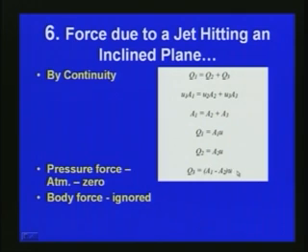So, Q3 is equal to (A1 minus A2) into U. The pressure force, since it is atmospheric, is considered 0, and finally we got Q1 is equal to A1 U, Q2 is equal to A2 U, and Q3 is equal to (A1 minus A2) into U. And in this case also, the body force is ignored.